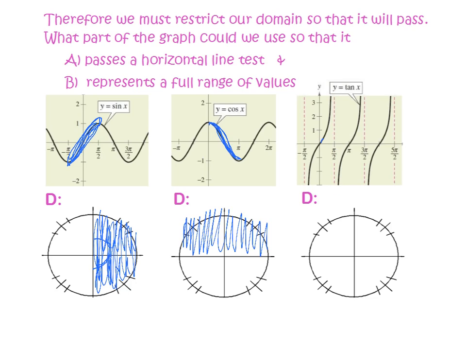So I think what I'm going to do is, rather than counting that part and that part, I'm just going to take this one full wave, because it's going to give me the full range of values. It's going to go from negative infinity all the way to positive infinity. It's never going to break the horizontal line test. Basically, I'm just picking out one wave of the tangent graph.